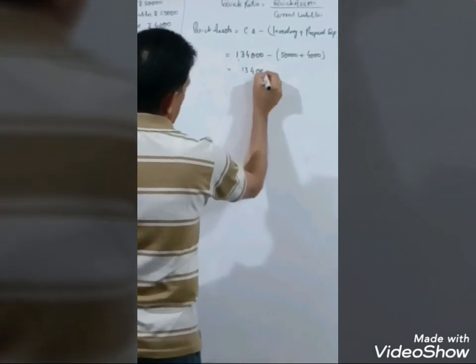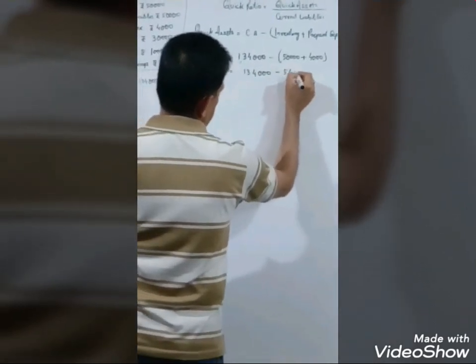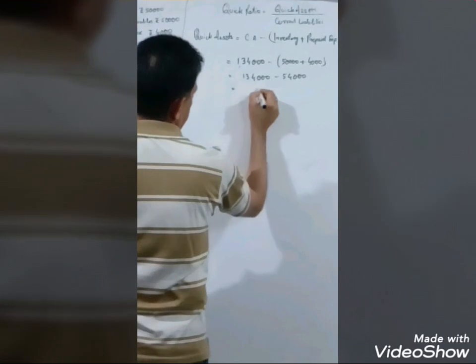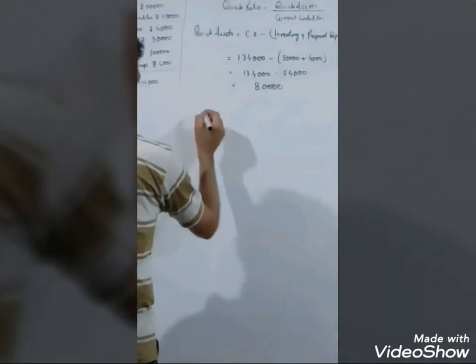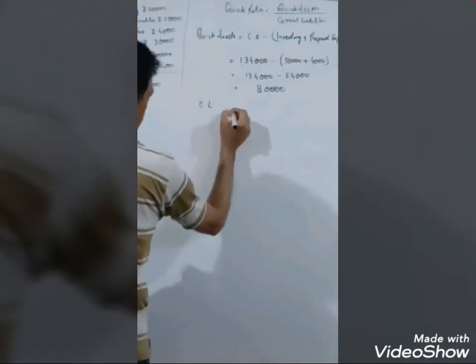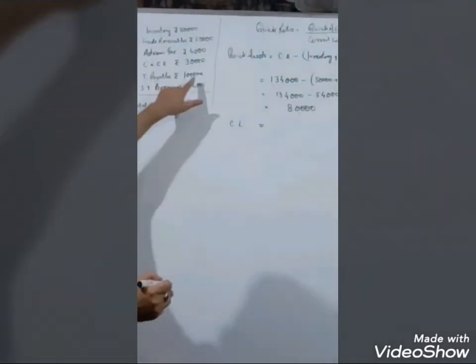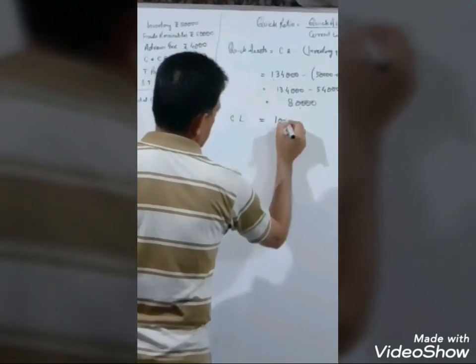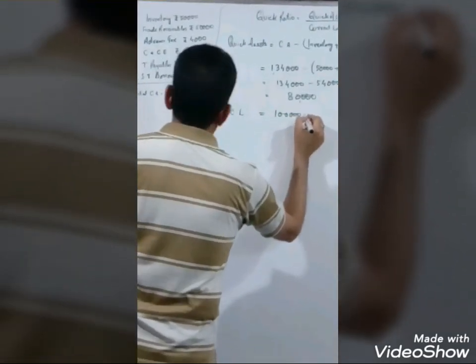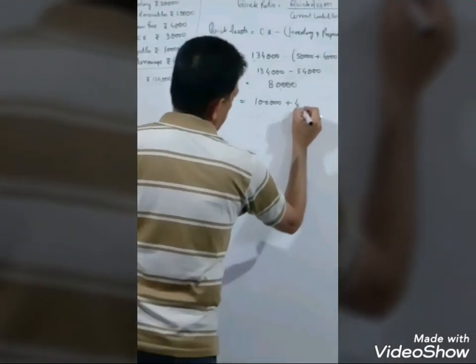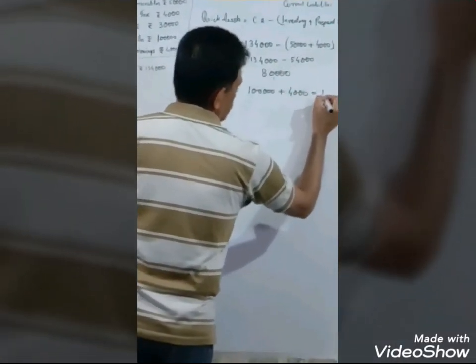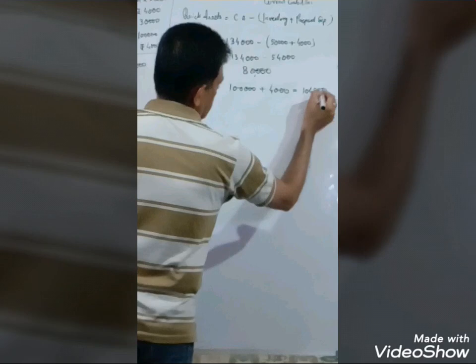1,34,000 minus 54,000. We will get 80,000. Current liabilities, we had already calculated in that question. Again we will calculate. Current liabilities are trade payables rupee 1 lakh and short term borrowings are rupee 4,000. This is 1,04,000. These are your current liabilities.